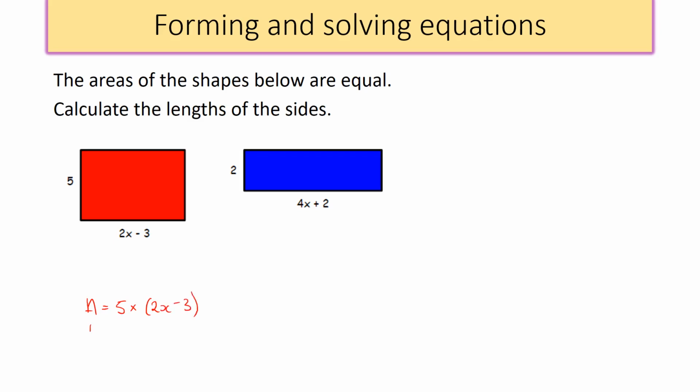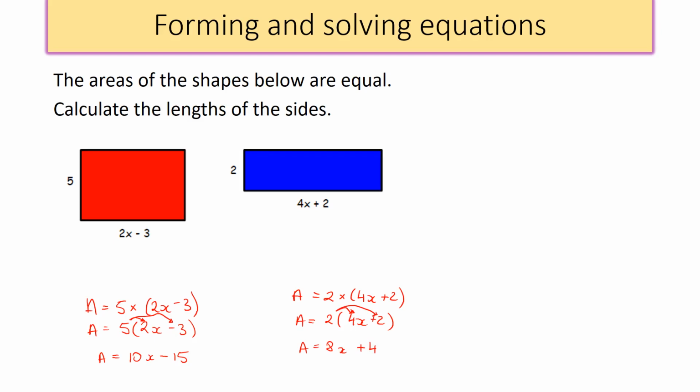I could write this as 5 bracket 2x take away 3, and I could also expand brackets. So 5 times 2x, which is 10x, and then 5 times negative 3, which is negative 15. Now for the blue rectangle, that is 2 times 4x plus 2. That can be written as 2 bracket 4x plus 2. And again, I can expand brackets, and that is 8x, and then 2 times 2 is 4.